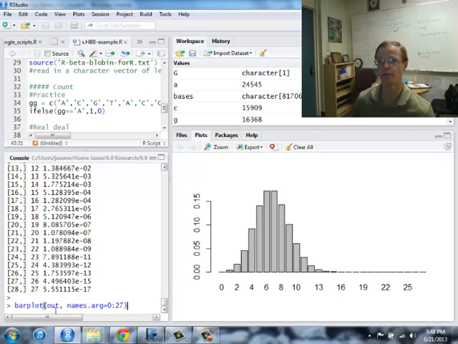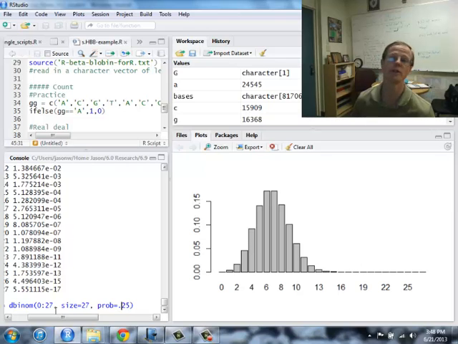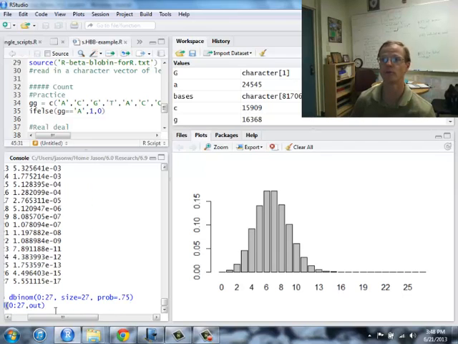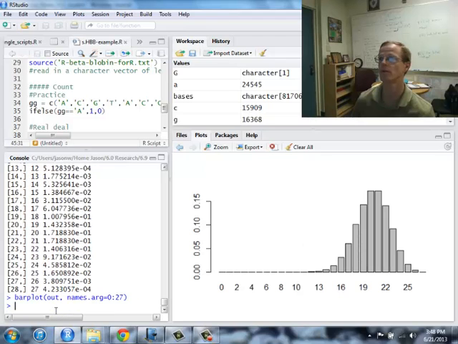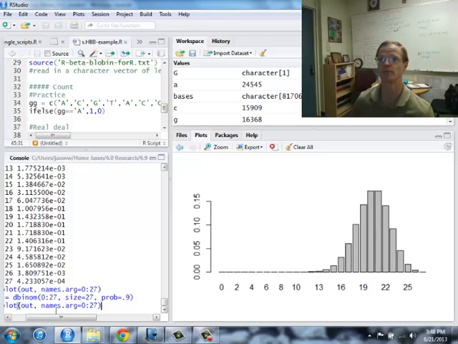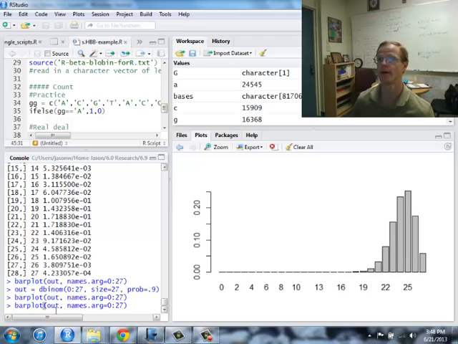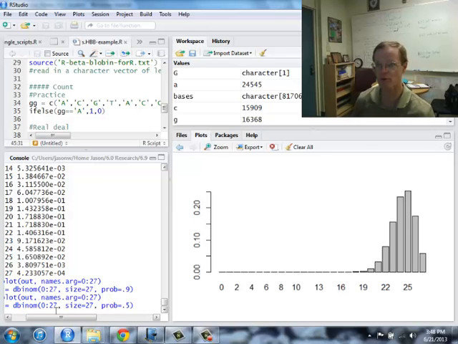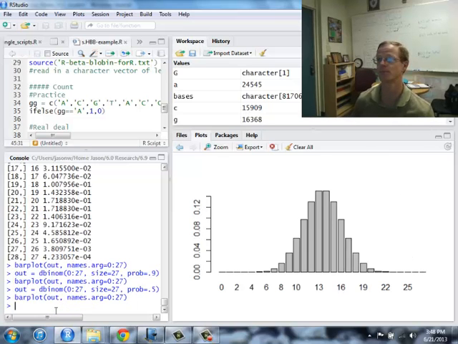Property of this guy, let's pull up the out again. Let's not do 0.25, let's do 0.75. And then we'll run the bar plot. Look at that. Mirror image. So it did a mirror image. If you were to change the value, let's say to 0.9, it's going to make it more extreme. If I were to change it to 0.5, it'll make it perfectly symmetric, right in the middle. So that's how the behavior goes. It goes according to the proportion of the number of successes.